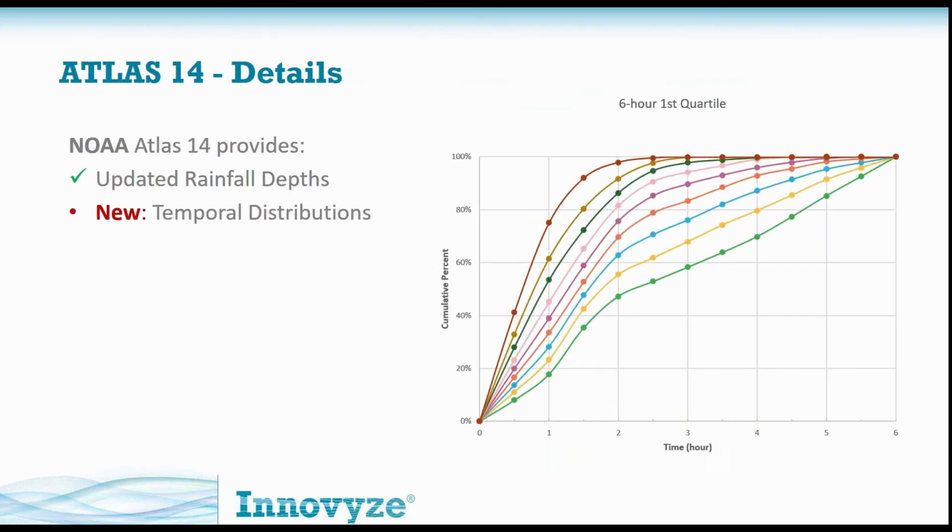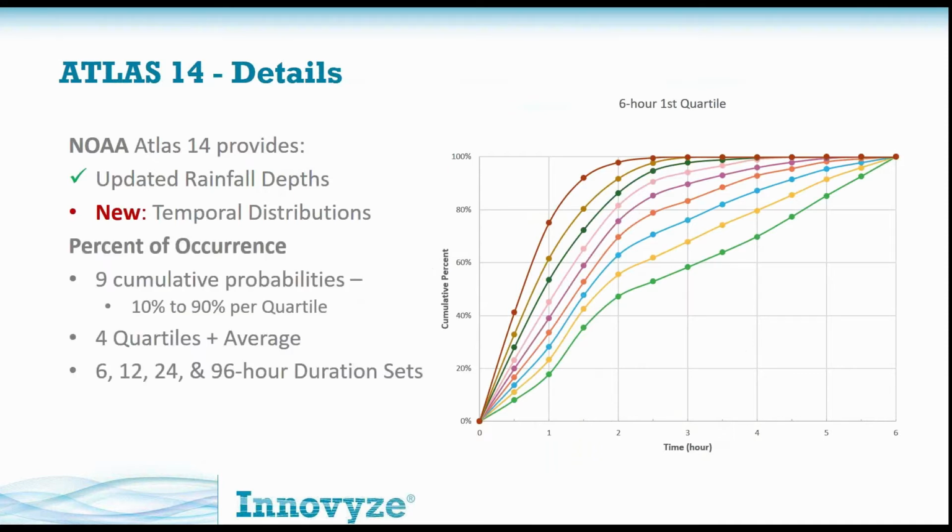So one of the things that they did in doing that study on depths is they looked at the distribution of that rainfall over time. And in this case, Atlas 14 has published temporal distributions that begin to mimic actual rainfall events that they witnessed in that much longer history. And if you look at that 6-hour first quartile storm, you'll notice there are different cumulative probabilities from a 10 to a 90. So there's 9 cumulative probabilities for that 6-hour first quartile storm.